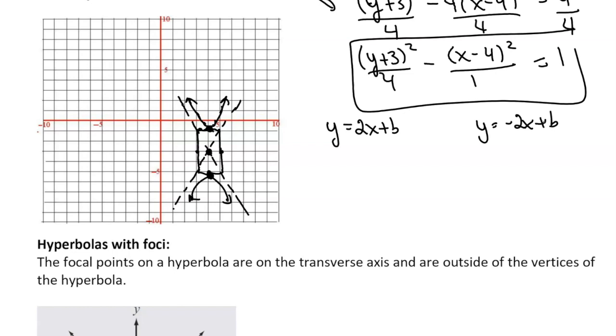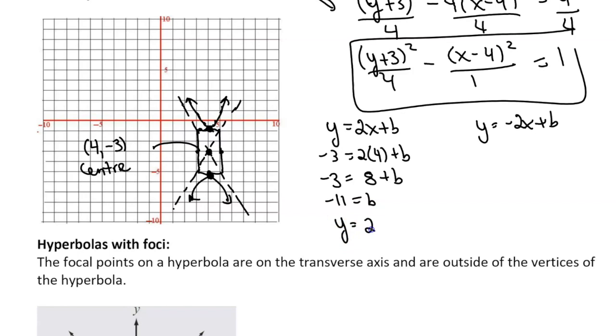And we know that in both cases, they pass through the center point, and the center point was 4, negative 3. And so if you want to find your b value, you could always just say, let's sub in negative 3 for y, 4 for x, and you would get negative 11 equals b. So you could say y equals 2x minus 11 for one of the cases.